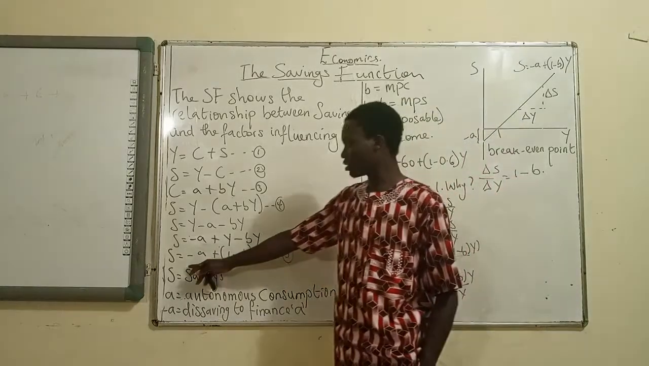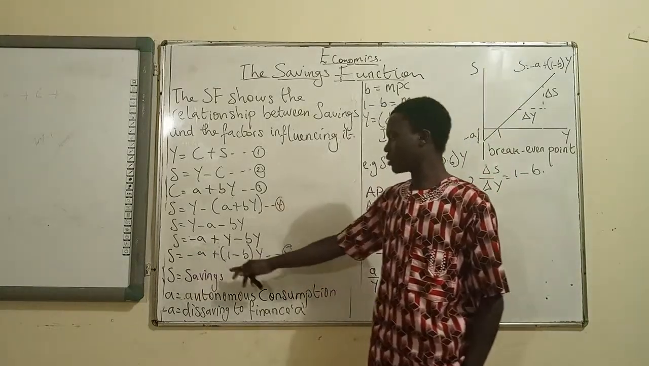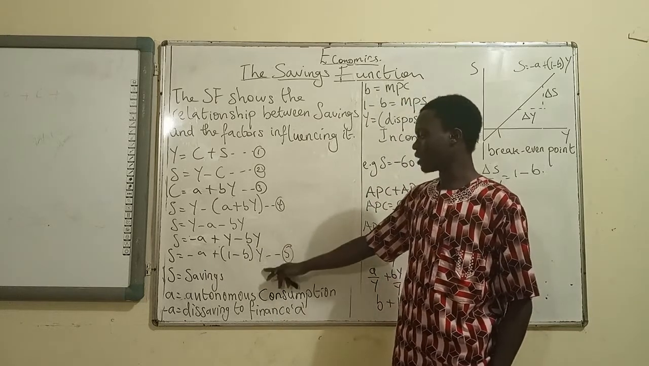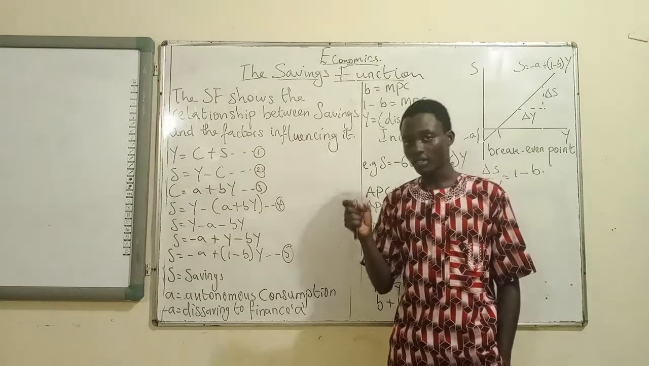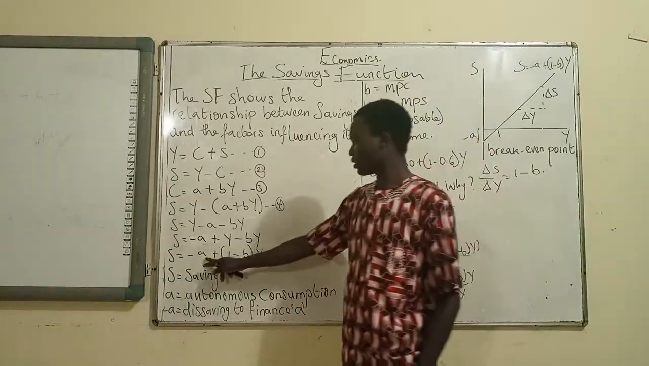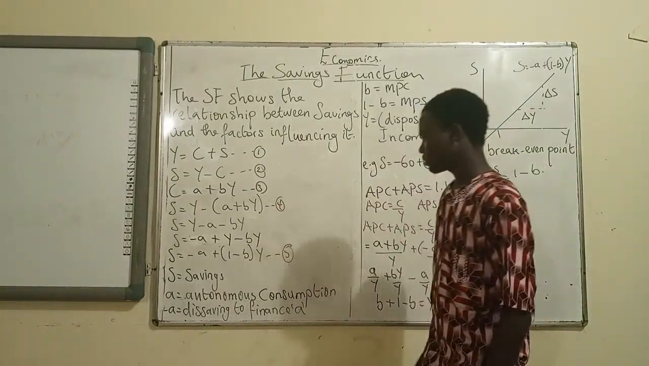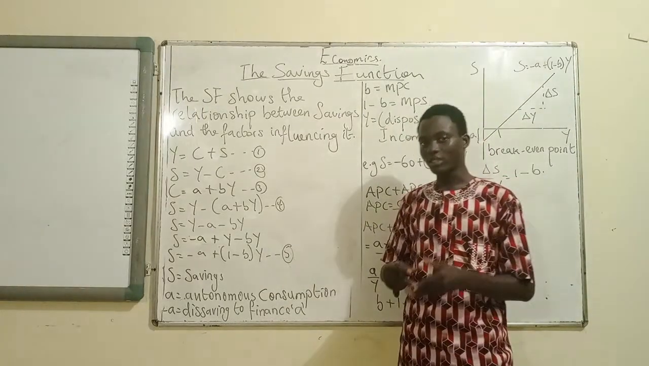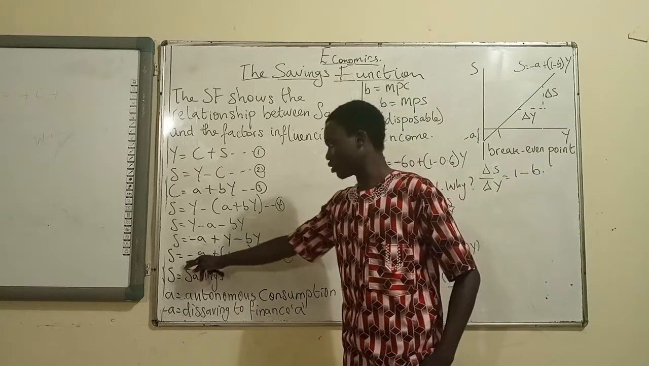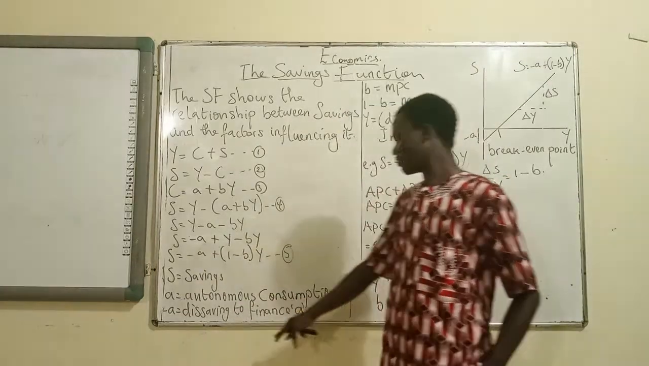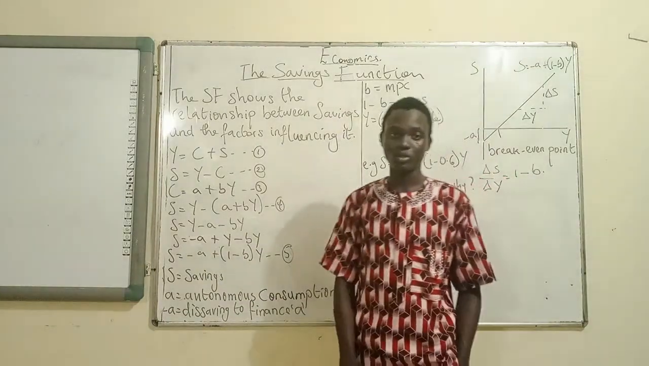So the savings function is equal to minus A plus open bracket 1 minus B close bracket Y, and that's all. Where S is equal to savings, A itself, A is this A here, is autonomous consumption. Then what is minus A? What is minus A? So minus A is equal to dissaving, because this is S equals minus A, not just A. Dissaving to finance the autonomous consumption.